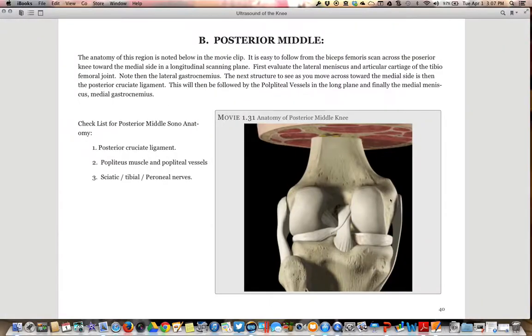That will conclude the posterior lateral aspect of the knee. We'll discuss the posterior medial and the posterior middle sections next.